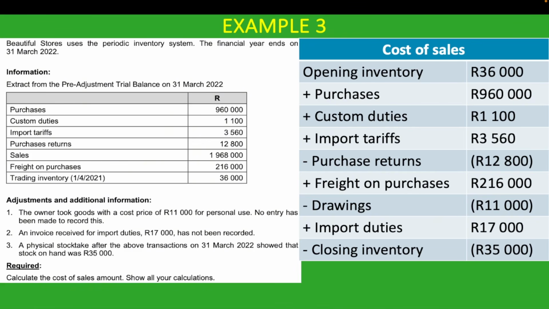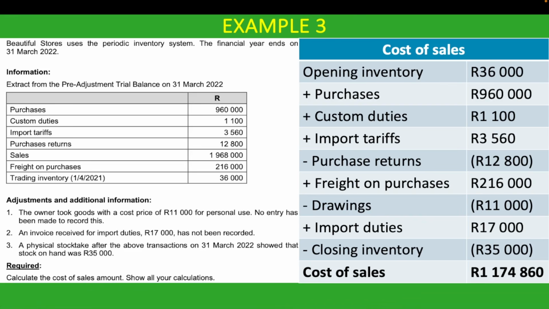We're going to take opening inventory plus purchases plus customs duties plus import tariffs minus purchase returns plus freight on purchases minus drawings plus import duties minus closing inventory, and that will give us a cost of sales of 1,174,860 Rand. This is how you go about calculating your cost of sales.